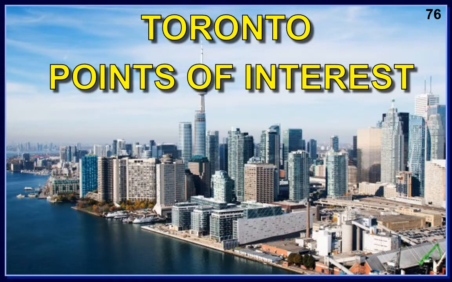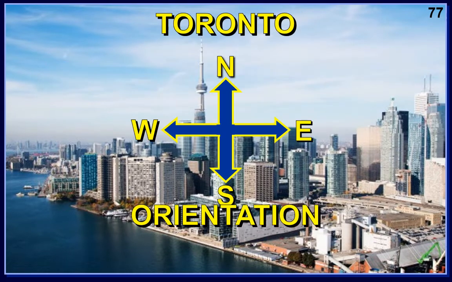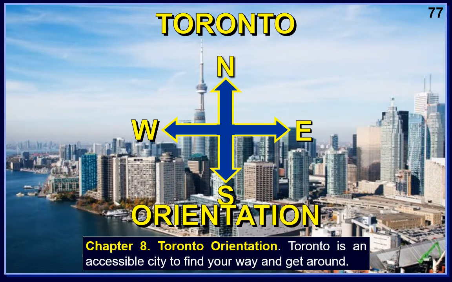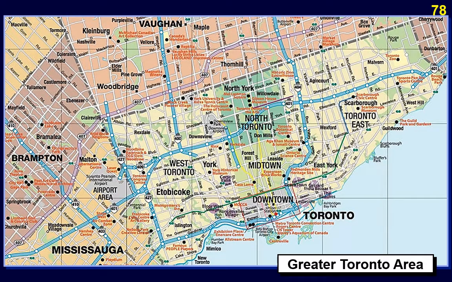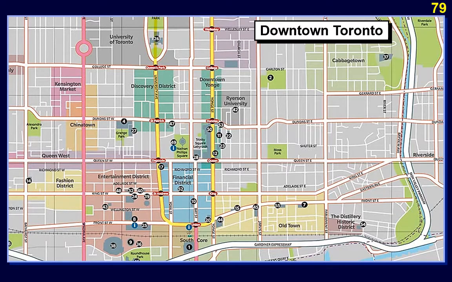Chapter 7. Toronto Points of Interest. Chapter 8. Toronto Orientation. Toronto is an accessible city to find your way and get around. This is a map of the Greater Toronto Area. This is a map of downtown Toronto.